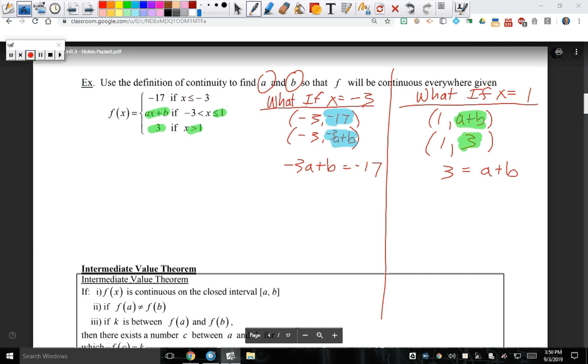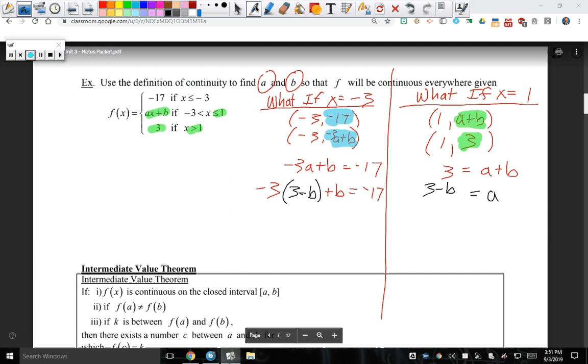Substitution, or you could do elimination. Either way, right? This is what we learned in systems of equations for Algebra 2. Which one do y'all want to do, guys? It doesn't matter. Let's do substitution. Let's say that a is 3 minus b. So 3 minus b is going to be substituted over here where a was in this equation, and now we're going to solve for b.